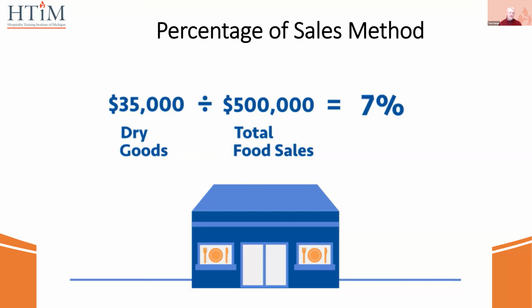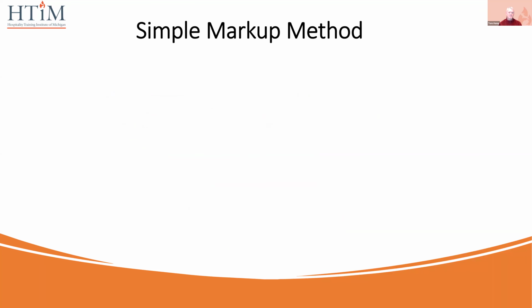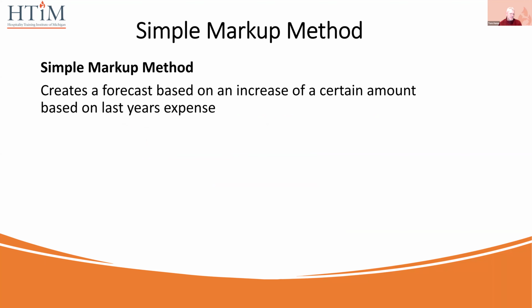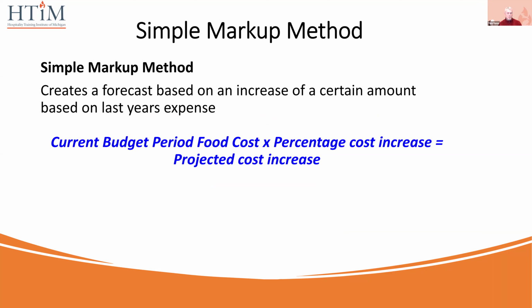The other method, because this is the percentage of sales method, is the simple markup method. This really does the same thing, but in a different way. It just depends on what you're most comfortable with. It creates a forecast based on an increase of a certain amount based on last year's expense. So that formula is just the current budget period food cost times the percentage cost increase, which is our projected cost increase.